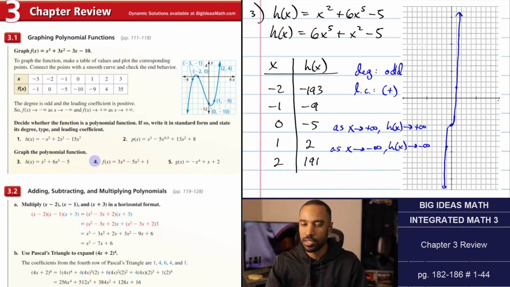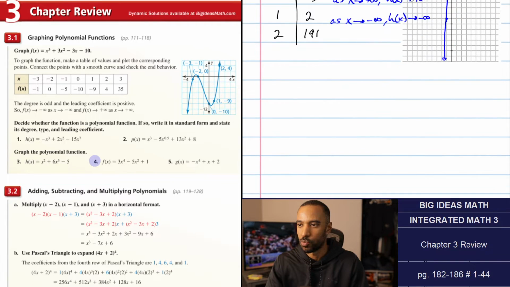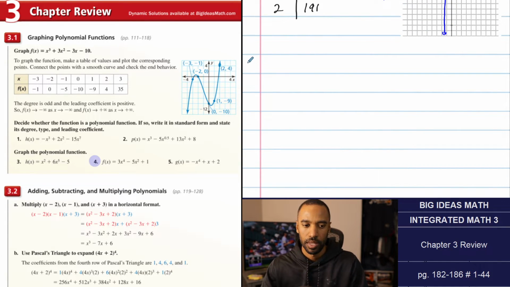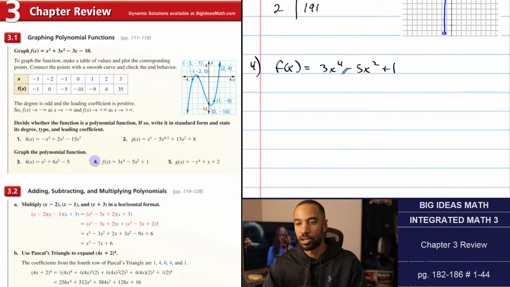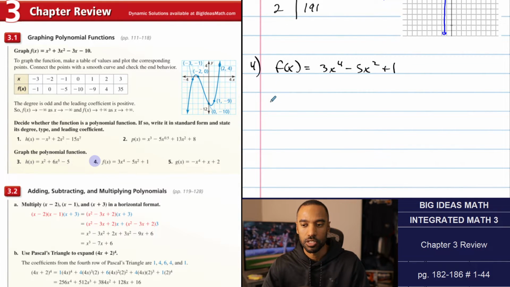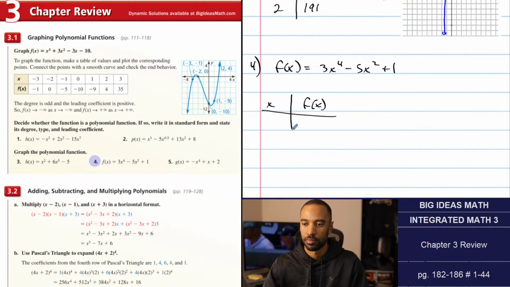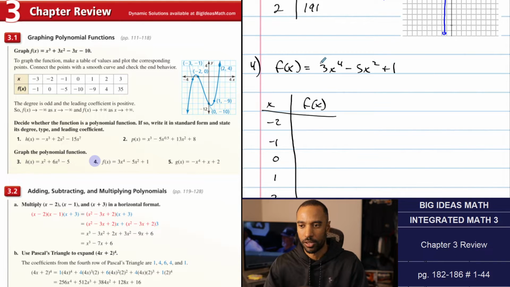F of x equals 3x to the 4th minus 5x squared plus 1. It's already in standard form, so I'm going to graph as is. Let's go straight to our table, x, y. Let's start with 0 again, classic. Plug in 0, you get 1 out, your y-intercept. Plug in 1, you get 3 minus 5 plus 1.